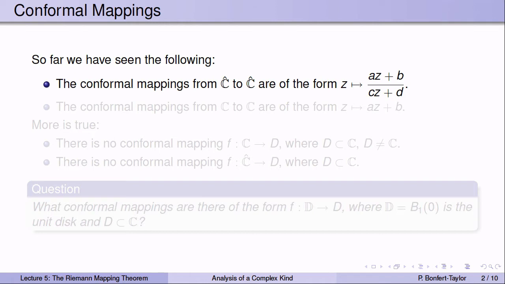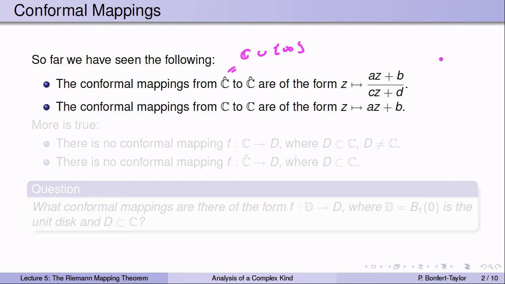So far, we've studied conformal mappings and we've seen the following. The conformal mappings from C hat, which was simply the complex plane extended by the point at infinity, to C hat are all of the form (az + b)/(cz + d). Those are the Möbius transformations we studied during the last two lectures. We've also seen that the conformal mappings from C to C are affine mappings of the form az + b. These are special Möbius transformations for which this number c is equal to 0.